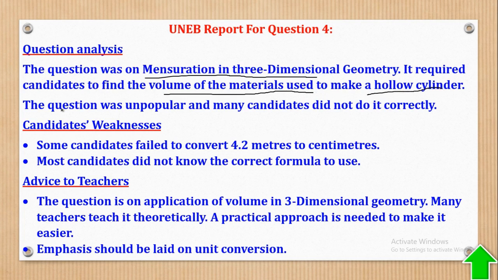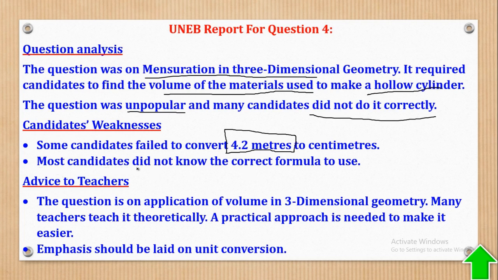cylinder. The question was unpopular, meaning that it rarely appears in the previous years, and many candidates did not do it correctly since they were not used to such questions. So the weakness is that some candidates fail to convert 4.2 meters to centimeters. So always remember that before you substitute into the formula for volume, all the units must be the same. All the entries must be in the same units. For example, radius must be in the same units as height.